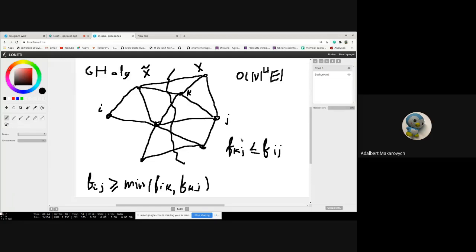Yes, so now we can improve this inequality to not have just one intermediate vertex K, but to have a sequence of intermediate vertices. It's the same logic: F_ij is bigger than or equal to the minimum of F_ik1, F_k1k2, and so on, to F_kj.